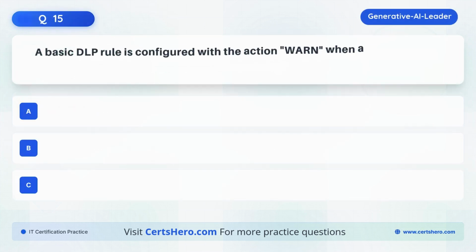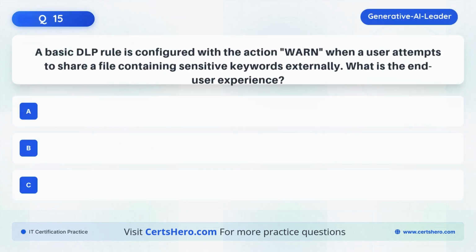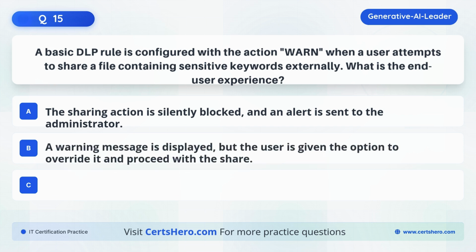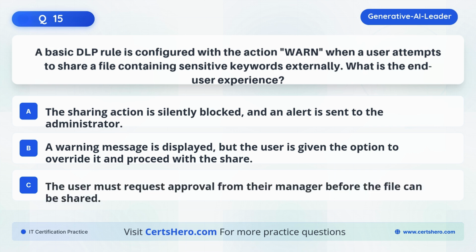Question 15. A basic DLP rule is configured with the action warn when a user attempts to share a file containing sensitive keywords externally. What is the end user experience? A. The sharing action is silently blocked and an alert is sent to the administrator. B. A warning message is displayed, but the user is given the option to override it and proceed with the share. C. The user must request approval from their manager before the file can be shared.